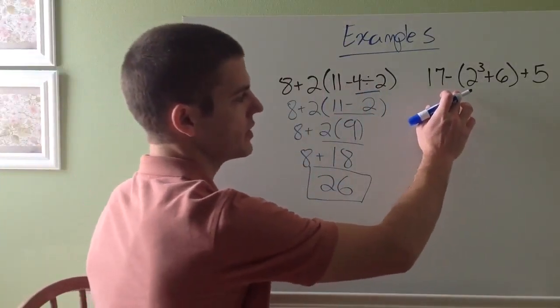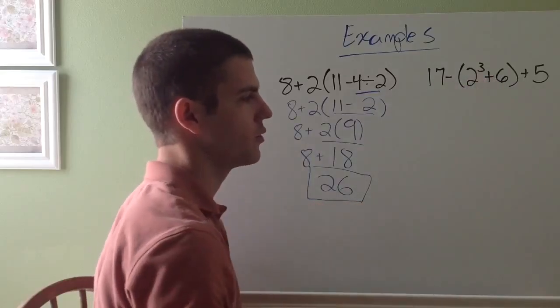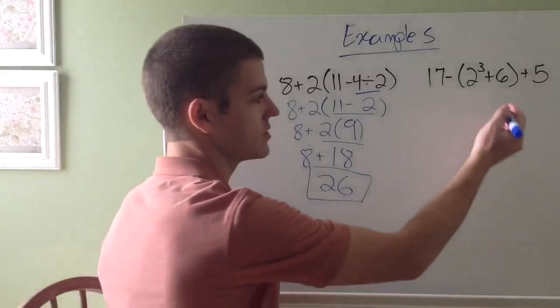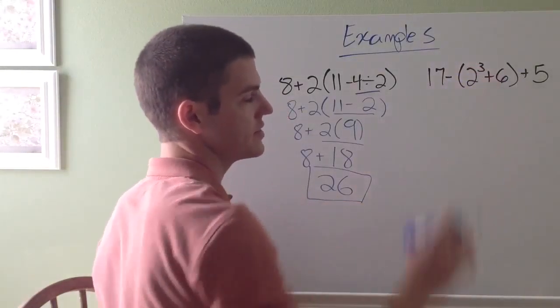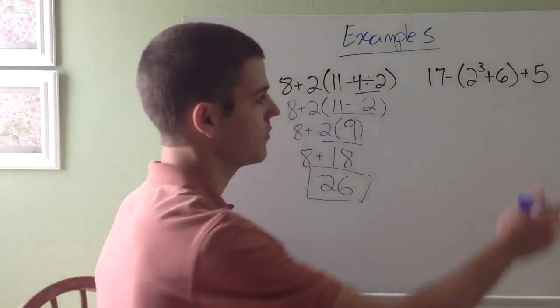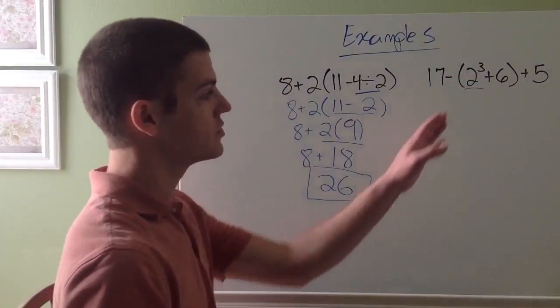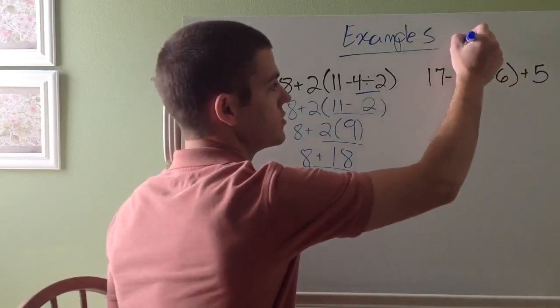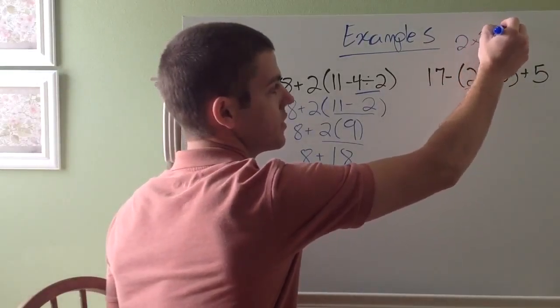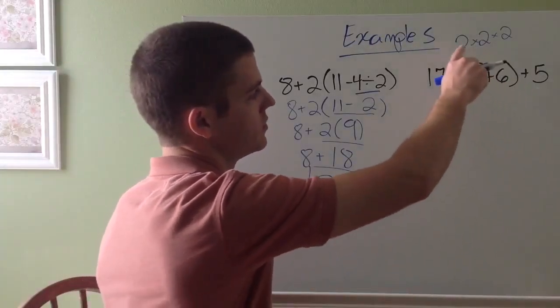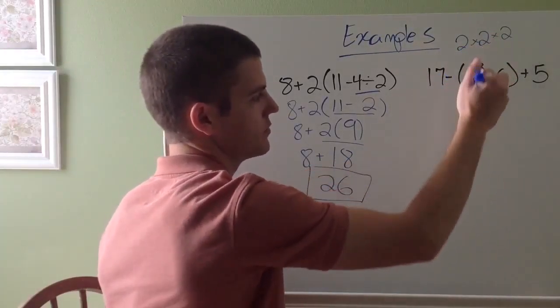We have 17 minus, parentheses, 2 to the third power plus 6, parentheses, plus 5. Again, we're going to go inside those parentheses first. I have exponents and addition. Exponents come first. This is not 2 times 3. It's not 6. It's 2 to the third power, which is 2 times 2 times another 2. 3 2's that we multiply together. 2 times 2 is 4. 4 times 2 is 8.